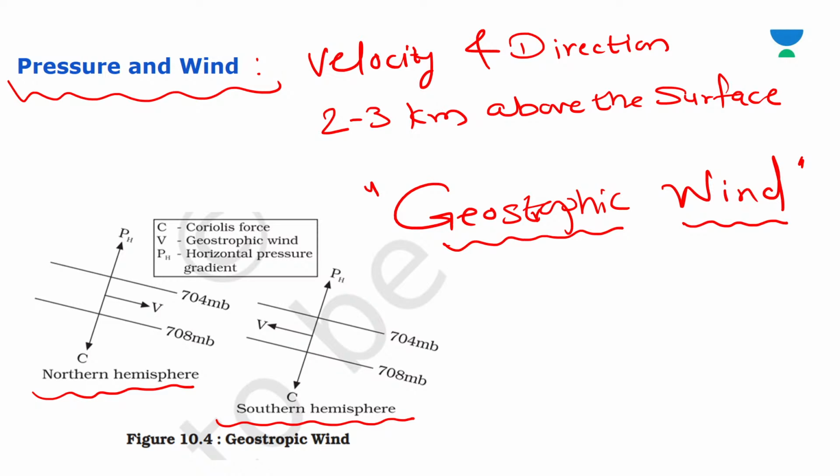When isobars are straight and when there is no friction, the pressure gradient force is balanced by the Coriolis force and the resultant wind blows parallel to the isobar. This wind is known as the geostrophic wind. Now see the diagram where pH stands for the horizontal pressure gradient, V stands for geostrophic wind and C is the Coriolis force.